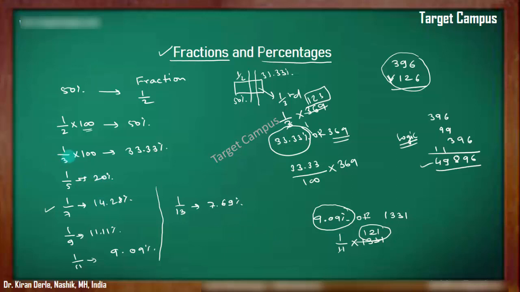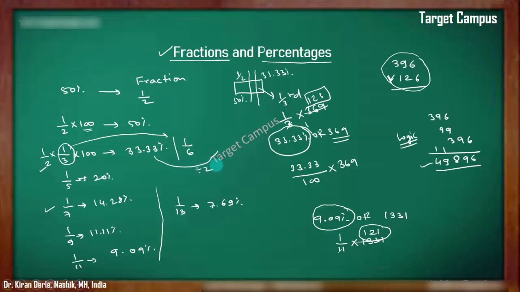And there are some derived fractions as well. If you know 1 by 3 is 33.33%, what will be 1 by 6? To make 1 by 6 from 1 by 3, we have to multiply this fraction with 1 by 2. That means we are effectively dividing this fraction by 2. So this percentage will also get divided by 2.